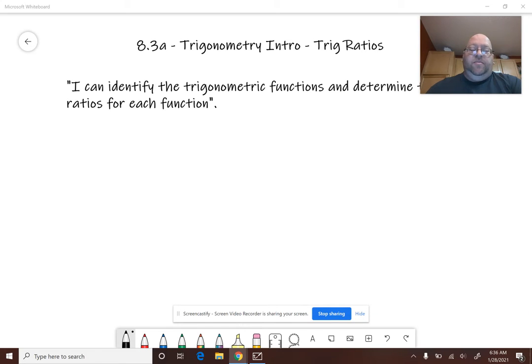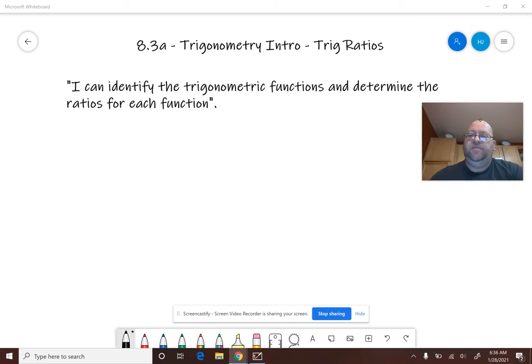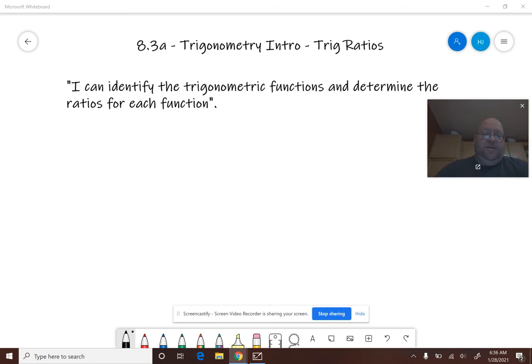All right, guys, today we're going to be talking about 8.3a, trig intro and trig ratios. We'll move this out of the way just a second. So the mission is I can identify the trigonometric functions and determine the ratios for each function.